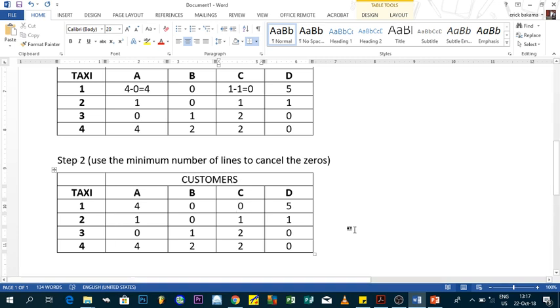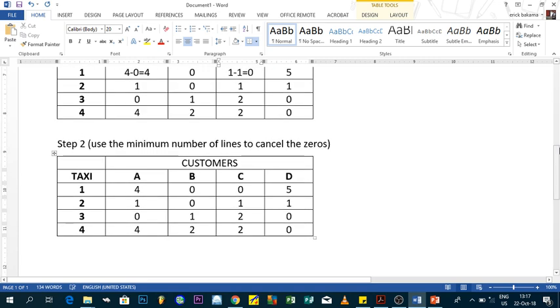Now in this case, one thing that we do is we're gonna use the minimum number of lines to cancel the zeros. So one trick that I always use is you look at the row or the column that has 2 zeros or more that you can easily cancel with one line. You look at this row here, you realize that it has 2 zeros. So if I draw one straight horizontal line, I'm gonna cancel these 2. Likewise, I can also use one vertical line to cancel the 2 zeros in B. Likewise, I can also use one horizontal line to cancel these 2 zeros in column D. Or I can still use a vertical line to cancel the zeros that are here.